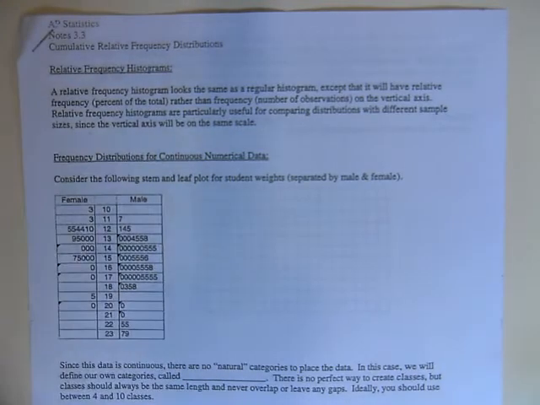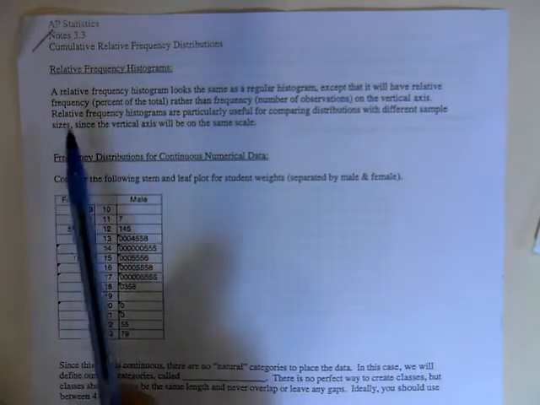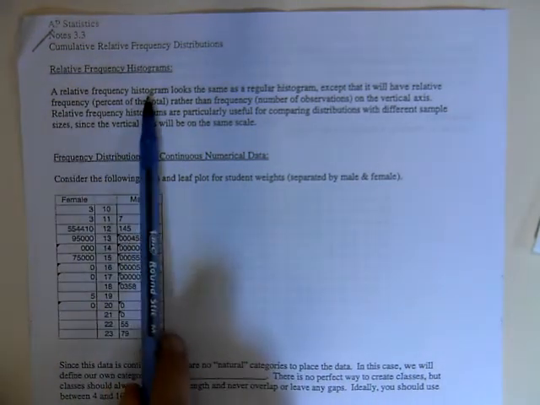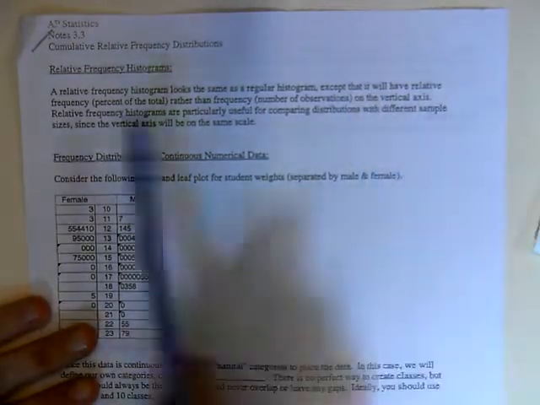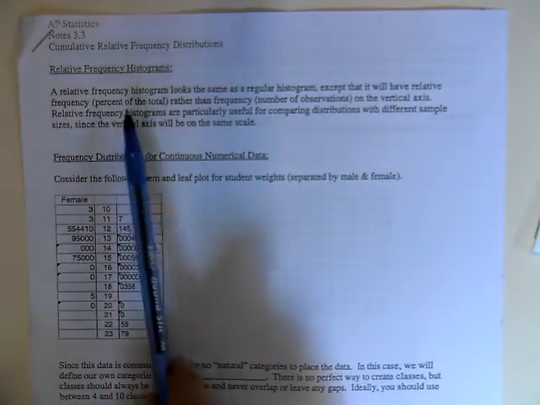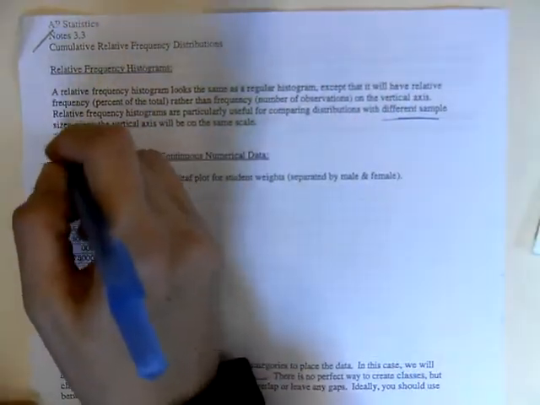Okay, so 3.3, we're going to look at cumulative relative frequency distributions and what happens with a histogram if you're not doing a single data value, unlike yesterday. A relative frequency histogram looks the same as a regular histogram, except that it has relative frequency, again the percentage, rather than frequency on the vertical axis. Relative frequency histograms are particularly useful when comparing distributions with different sample sizes.